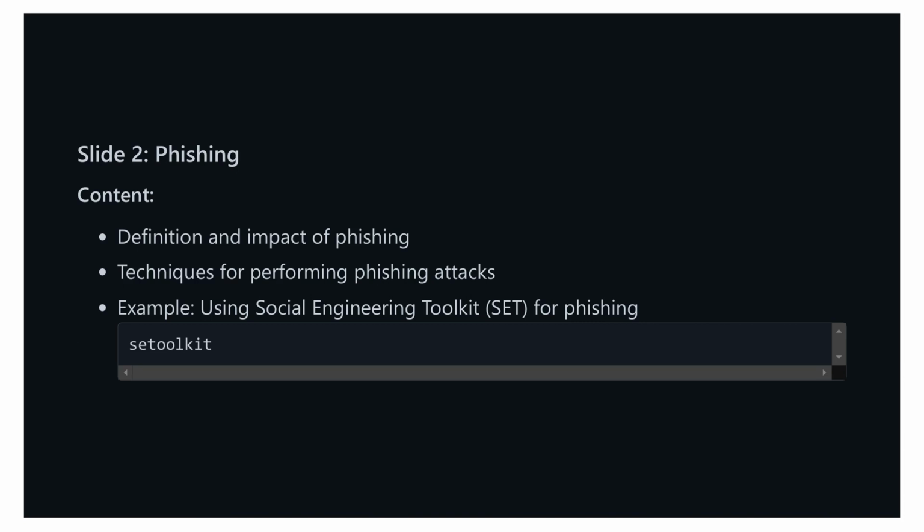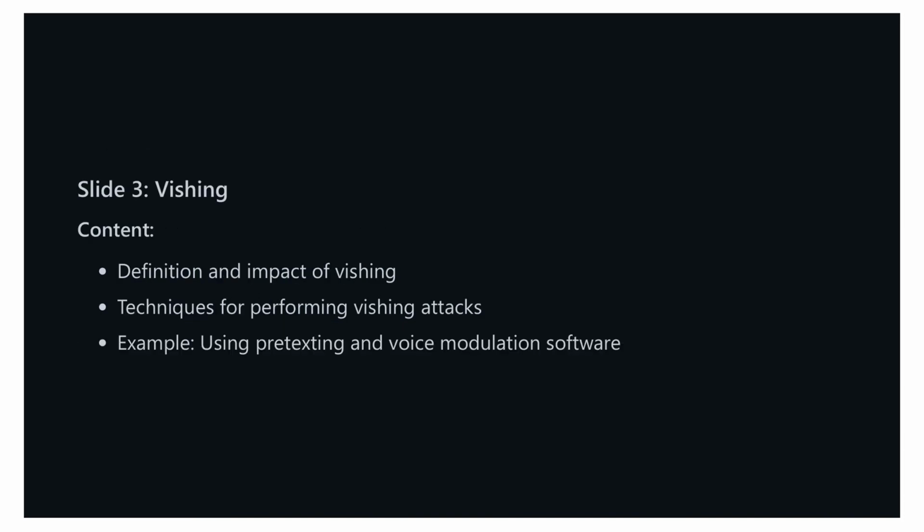First, you'll navigate to the SET Toolkit on your system and select the Social Engineering Attacks option. Then choose Email Phishing Attack and follow the prompts to configure your phishing campaign, including the payload and the email template. Remember, the primary goal here is to educate and help organizations strengthen their defenses against such attacks. In the next slide, we will discuss another type of social engineering attack, Vishing.